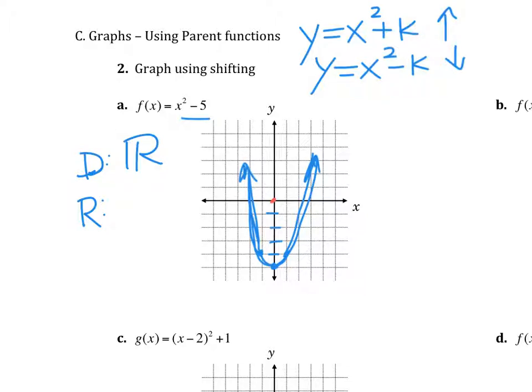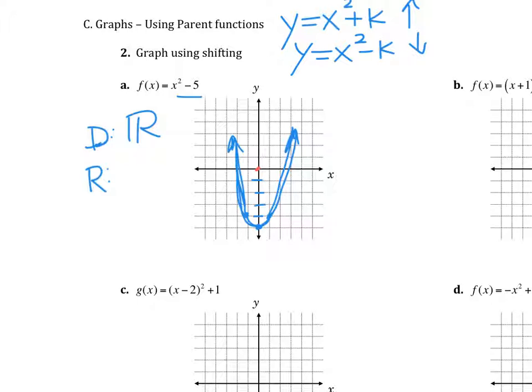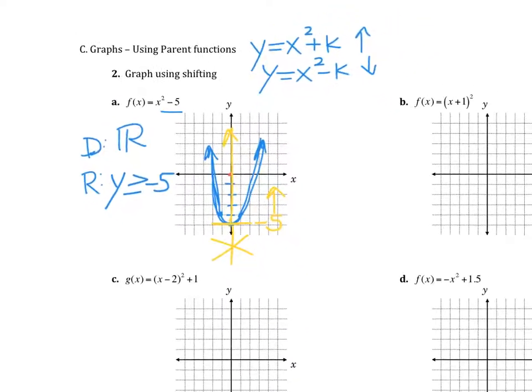Okay, and then the range is whatever the smallest y value, since this is opening up, and all the y's above that. Nothing down below. None of those y values are on this graph. So where does this start? -5 and goes up from there. So we can say that the range is y is greater than or equal to -5. Does that make sense? Pretty good? All right, let's do B now.